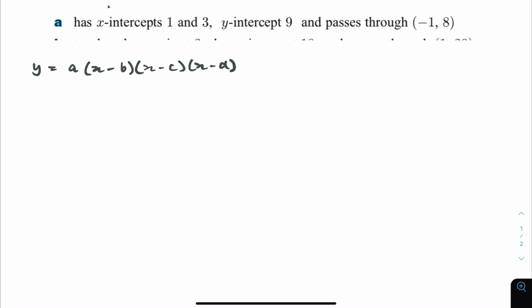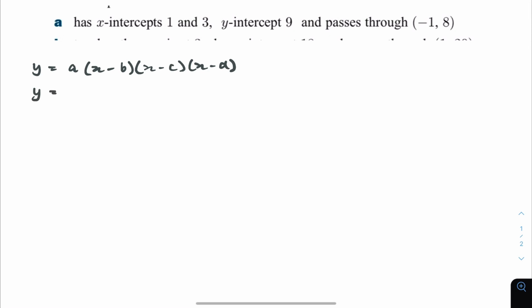y is equal to a. a is the amount by which it's stretched or compressed, and then it's multiplied by the 3 different roots. That means the x-intercepts, where the curve passes the x-axis. So I've represented those by b, c, and d. Let's start filling in what we know.